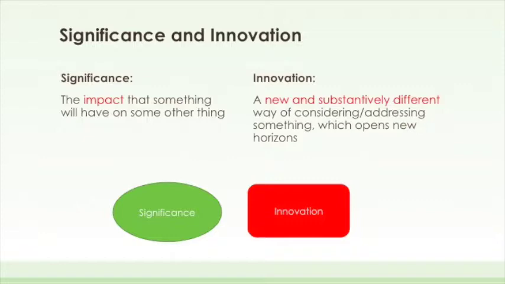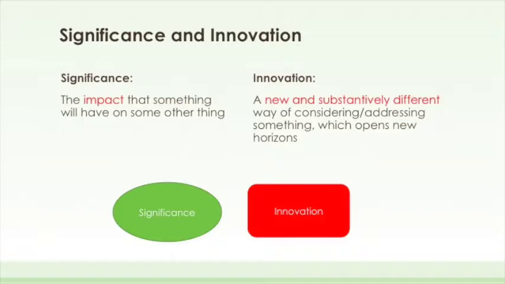and innovation. And most of the time, we kind of get a little bit confused about the difference between them. I reviewed some of the proposals. Most people kind of repeat some of the significance in their innovation. So significance actually talks about the impact something will have on other things. But innovation is from a different angle. It talks about a new and substantively different way to consider or address something, which opens a new horizon. It's a totally different thing.